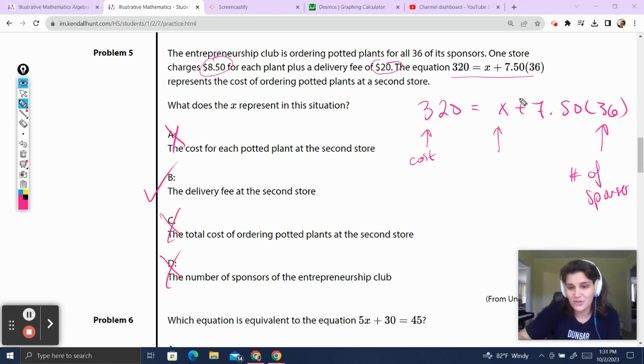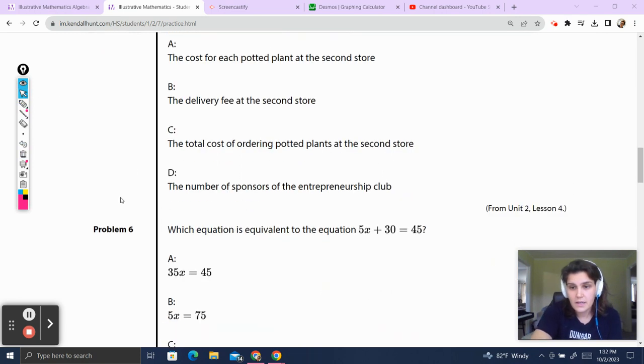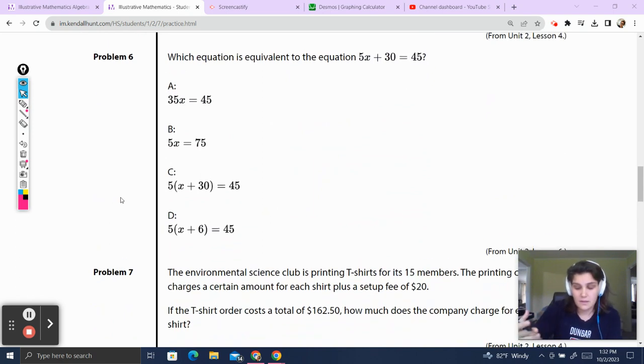Now, this is a little bit tricky because the X here represents the cost of delivery, which actually doesn't change. And usually when we see X in an equation, we think, okay, what's changing? But in this case, it just represents a value that we're not given, and in that case, it represents the delivery cost. And we know this value is not the delivery cost because we multiply it by 36, which is the number of sponsors, which is also the number of potted plants that we are receiving. So problem solving in this question is more important to make sure we're getting the correct answer than just doing some math.